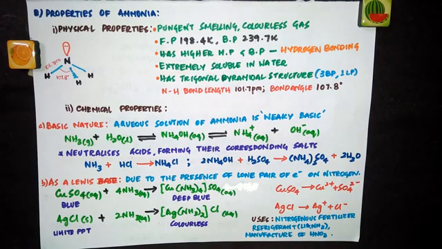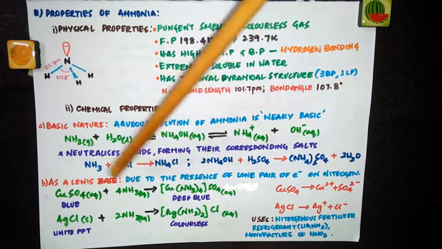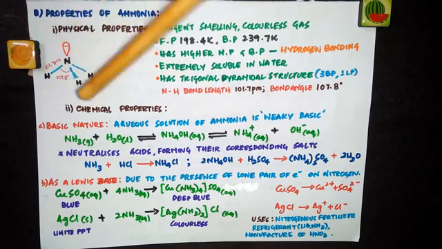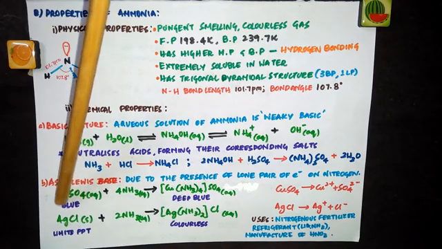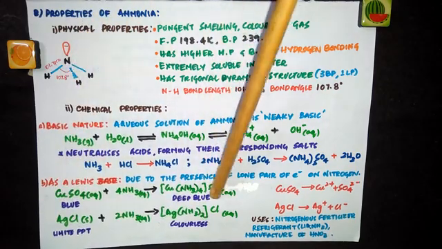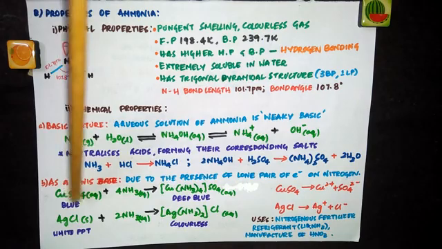Copper is a metal. So ammonia donates the electron pair and forms a linkage with metal ions to form a complex compound. So this is a complex compound. See, copper sulfate has a blue color and this complex has deep blue color. So this is the reaction.